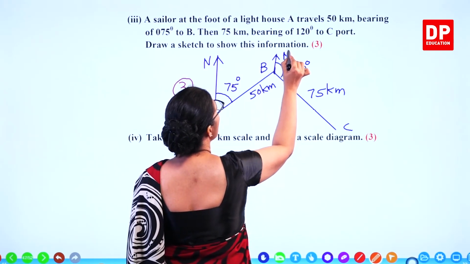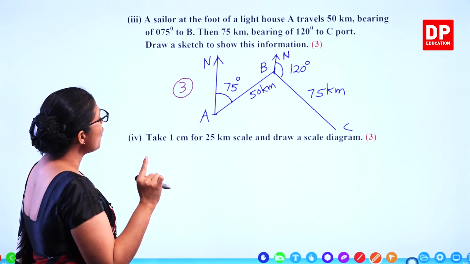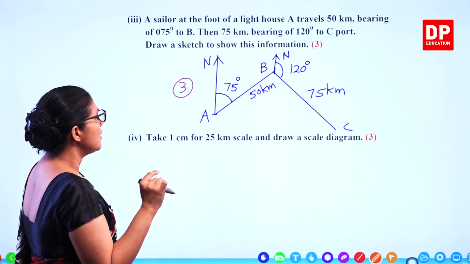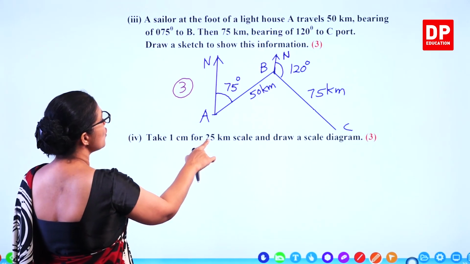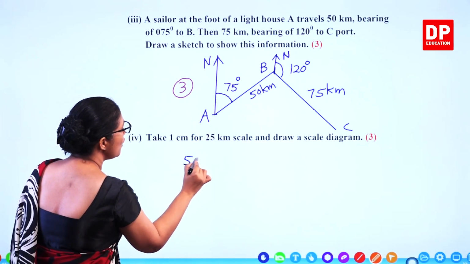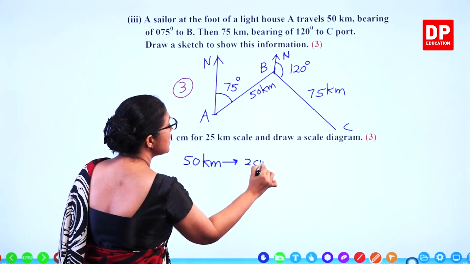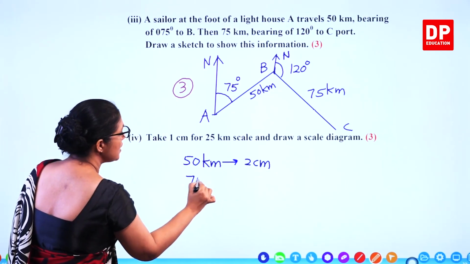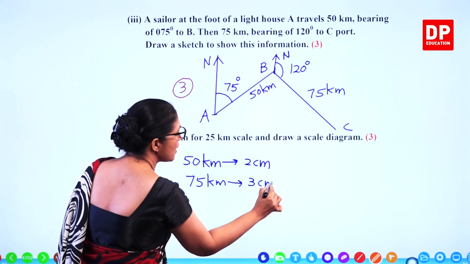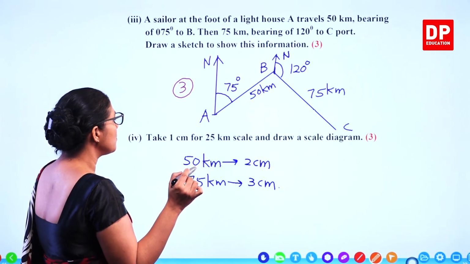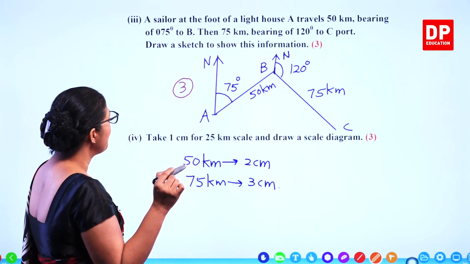And write that this is north. Take 1 centimeter for 25 kilometers and draw a scale diagram. 1 centimeter for 25, so what about 50 kilometers? You have to take 2 centimeters. 75 kilometers, divide by 25, that means 3 centimeters you have to take. So for the scale diagram, you can use the protractor and the ruler.